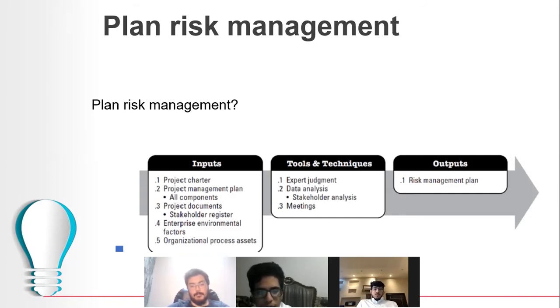The inputs in plan risk management: project charter, project management plan, which includes all components. Third, we have project documents, which include the stakeholder register. We have the EEFs and OPAs. Tools and techniques: expert judgment, data analysis, stakeholder analysis, meetings, and the output would be the risk management plan. Next.